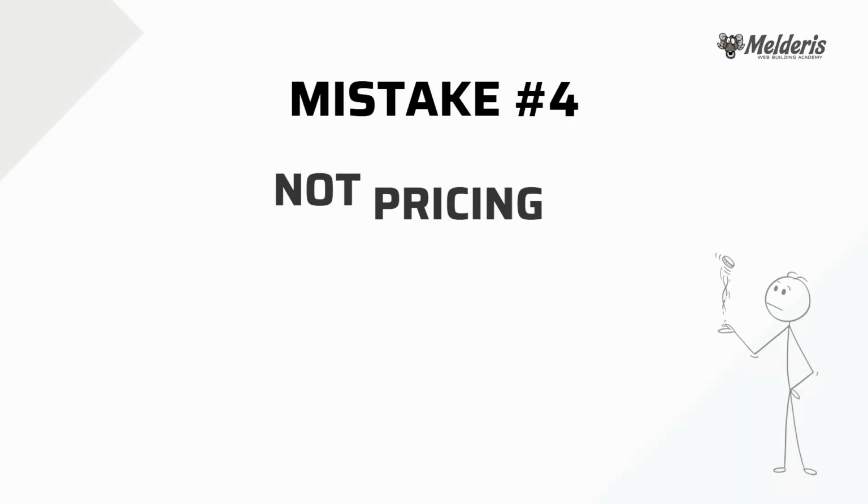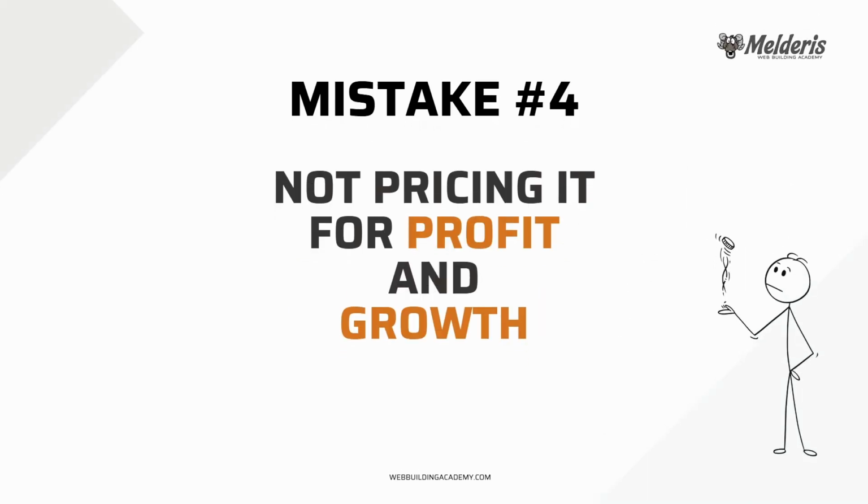Mistake number 4 is not pricing for profit and growth. When it comes to pricing, there are 2 common mistakes people make. Either they price too low or they price too high. If you price too low, what will you attract? You will attract so-called freebie seekers.